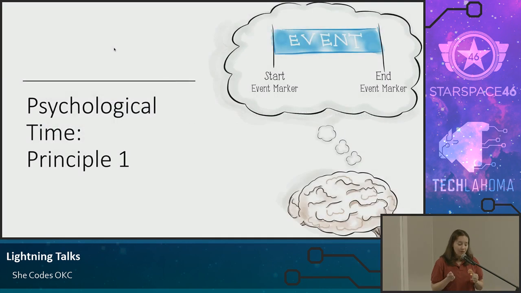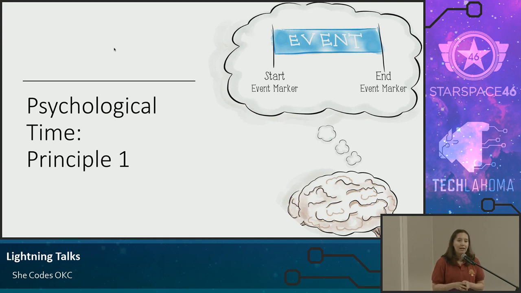However, it is important. So in addition to talking about objective time and how that would impact your website, there is also another consideration to keep in mind, and that's psychological time. The first principle of psychological time is that we differentiate different events based on where we can determine a start and an end.